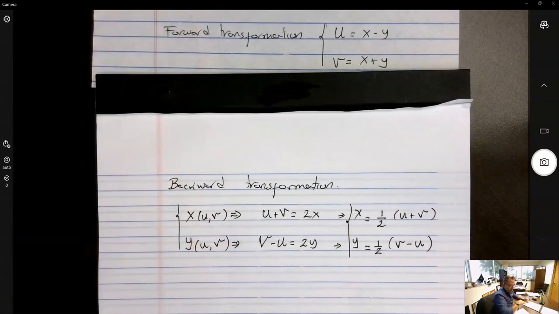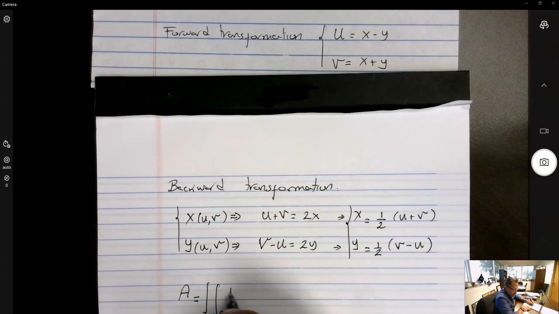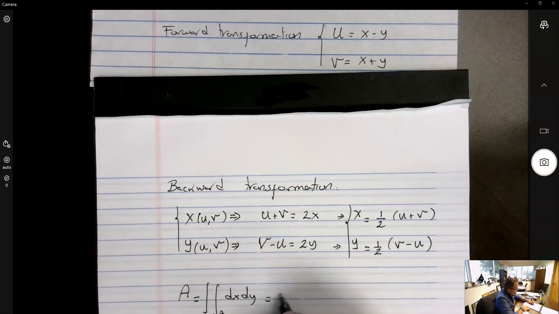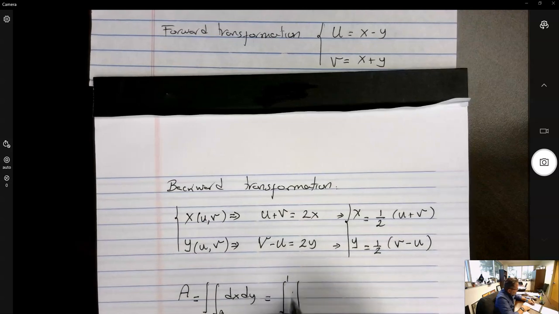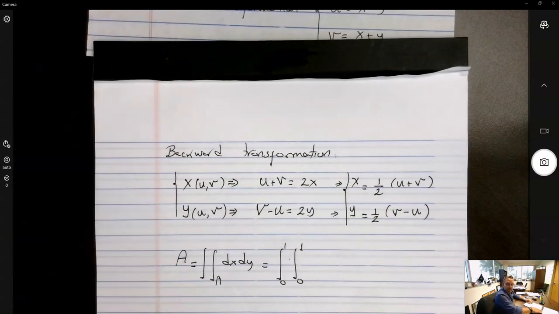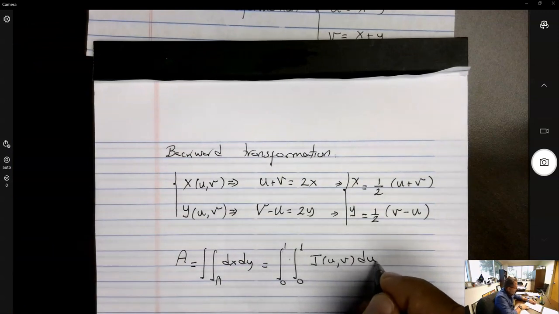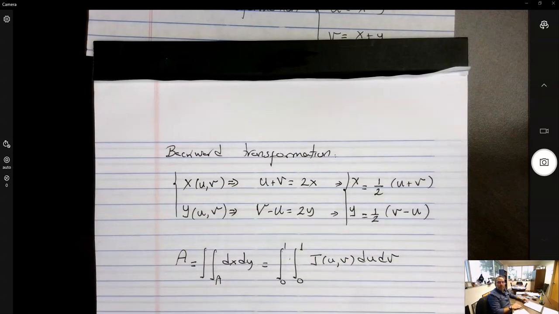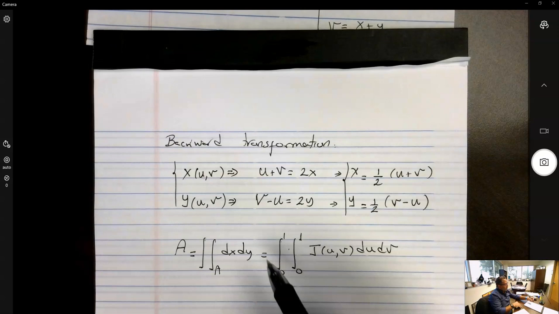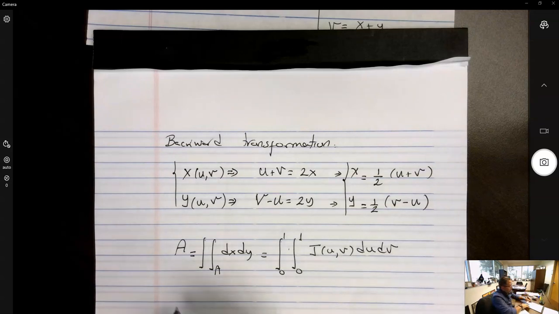That's the backward transformation. So we can calculate an area in the xy system, and that area will be identical in the uv system, because the uv system is invariant under this transformation. So we need a Jacobian times du dv. Okay? And the system in the uv plane is perfectly square, and the limits of integration are from 0 to 1.